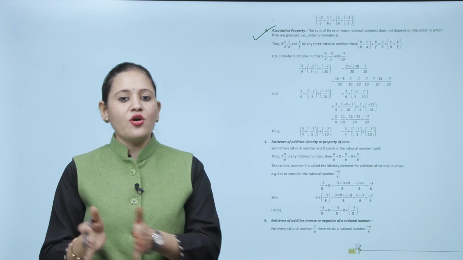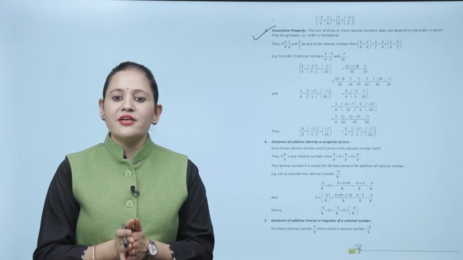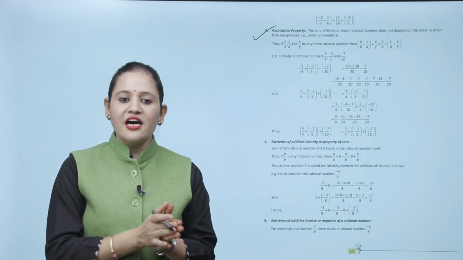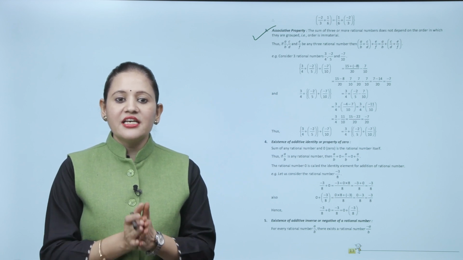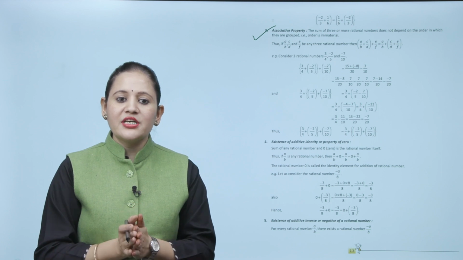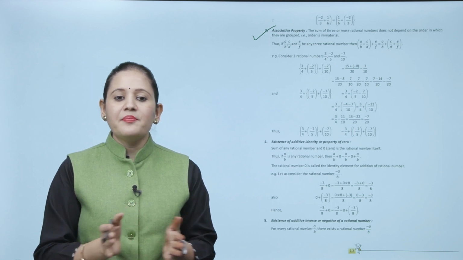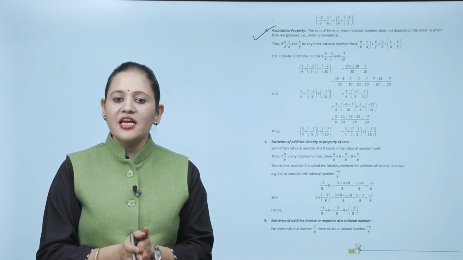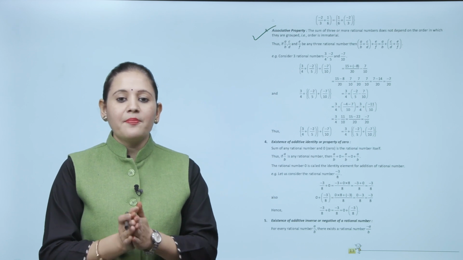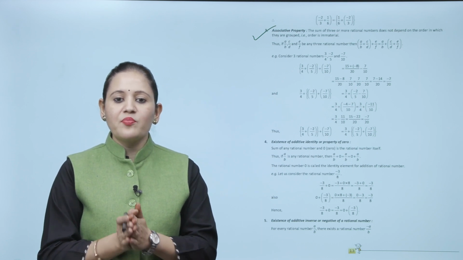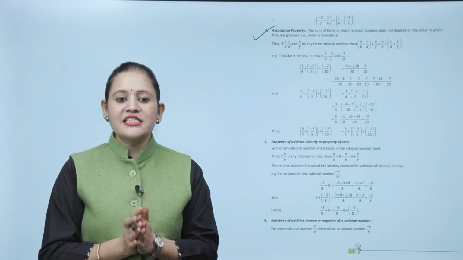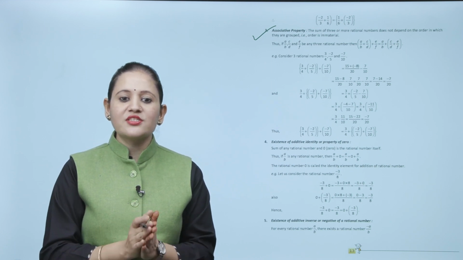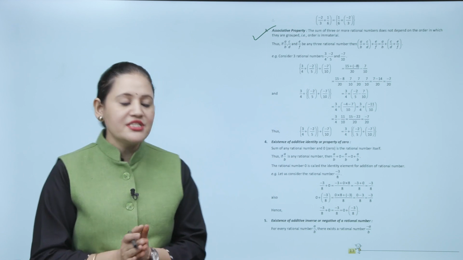The sum of 3 or more rational numbers does not depend on the order in which they are grouped. Order is immaterial. Thus, if a upon b, c upon d and e upon f be any three rational numbers, then a upon b plus c upon d plus e upon f equals a upon b plus c upon d plus e upon f.